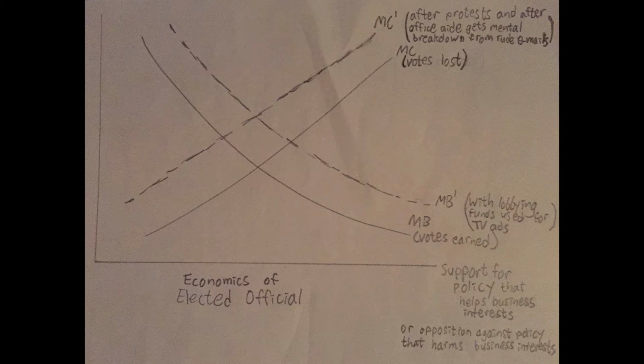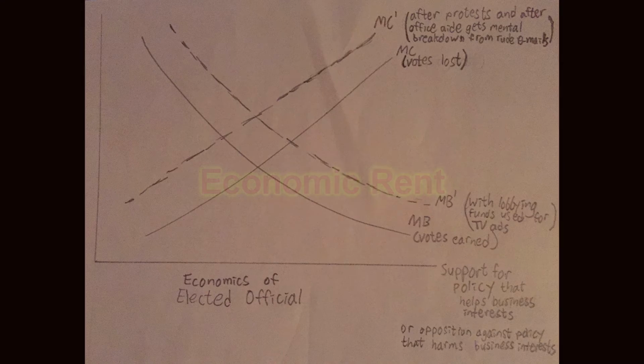name for the official. This graph shows the marginal benefit and marginal cost of the elected official based on how much he supports a policy that helps private business interests or opposes a policy that hurts private business interests. For example, assume that there's a policy that will lead to a corporation gaining $300,000 at the expense of 300 million taxpayers. Provided that the corporation had a chance to help the policy pass, they would be willing to use up to $300,000 in lobbying to assure that the policy passes. The $300,000 is called economic rent.